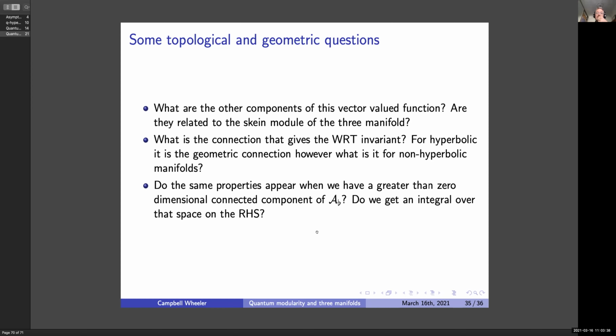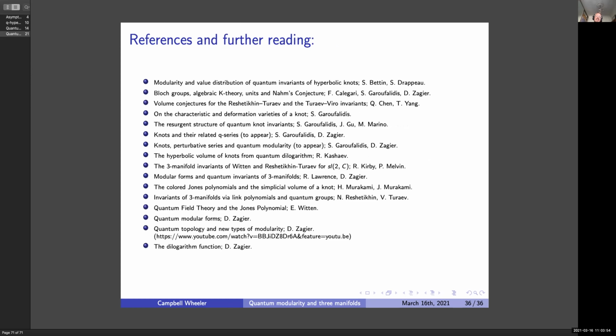And then, of course, for more interesting 3-manifolds, what happens? Do we still see the same kind of modularity properties? Do we now get a function on the space of flat connections, and then the right-hand side, where we had a sum over flat connections, does that get replaced by an integral over the space of flat connections? They're interesting things.